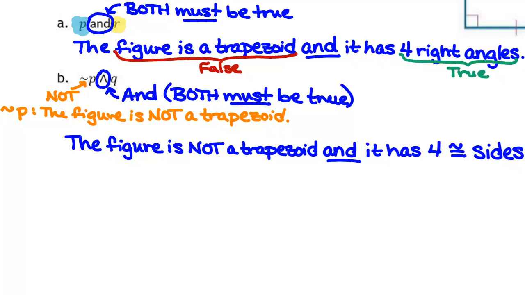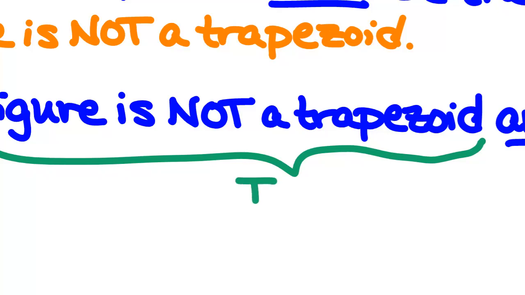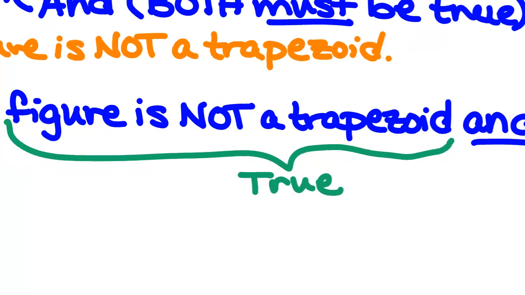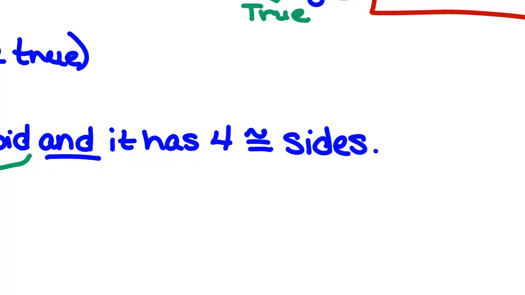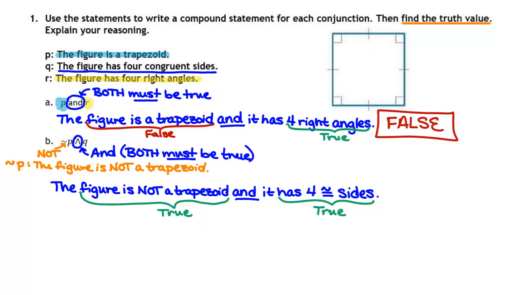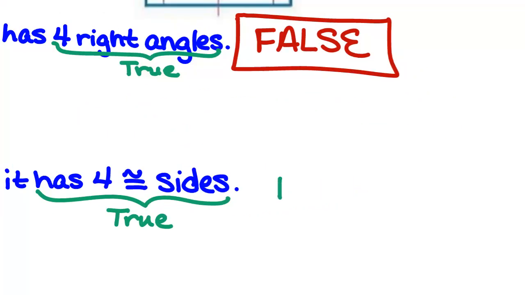Let's look at the two parts of my sentence. The figure is not a trapezoid. Is that true or false? That is true. It is not a trapezoid. It is a square. What about the second part of the sentence? Does it have 4 congruent sides? Yes, that is true also. So is my compound statement true or false? It is true.